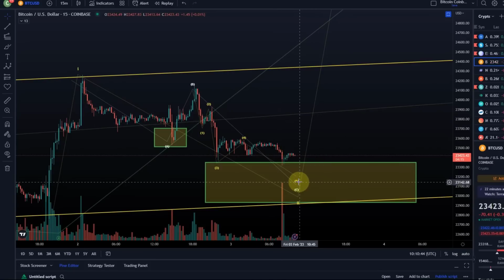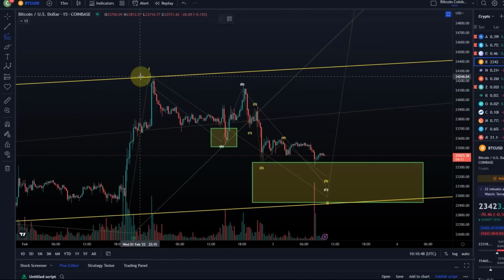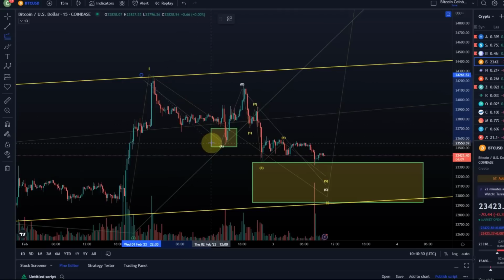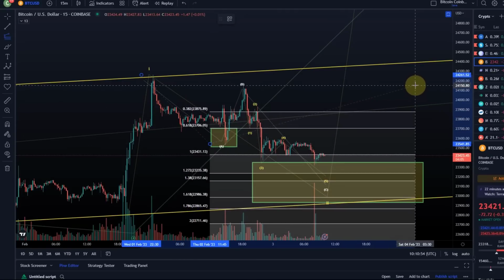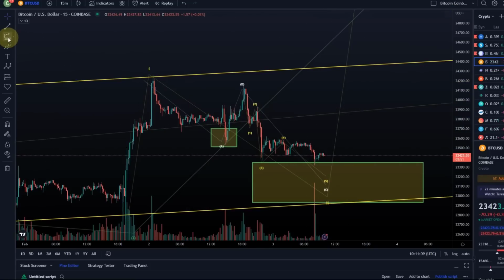What would be the ideal target here for the C wave? Take the length of the A wave, go to the high of the B wave, and the 1-to-1 ratio was reached, so we could be finished. The next key target would be the 1.618 extension at basically 23k. So let's see if we actually get there. It would be a very long wave 5, looking at the proportions.